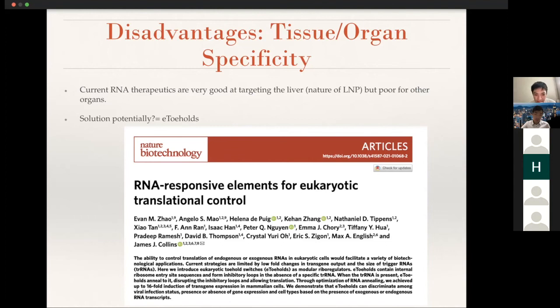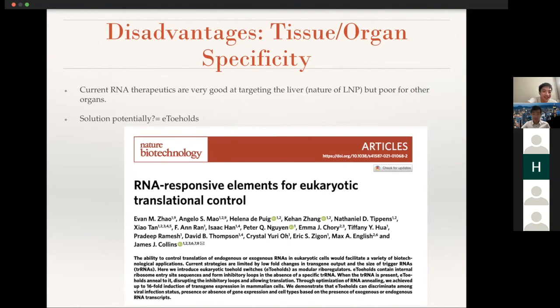So in detail, this paper describes eToeholds. I think you guys can see the paper, how it's written. This paper described eToeholds as modular riboregulators that work in eukaryotic cells. So eToehold stands for eukaryotic toehold switches.